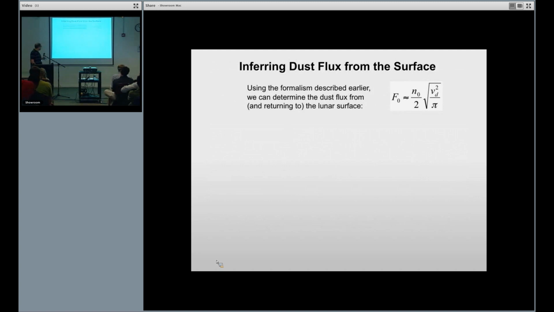Okay, so the next thing we want to do is infer dust flux from the surface. Using the same process as before, we can get this very simple expression here for the flux of dust either leaving the surface or returning, assuming that none of it's lost.